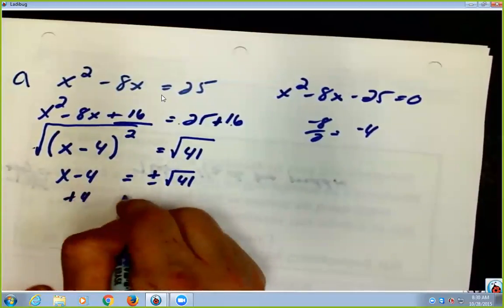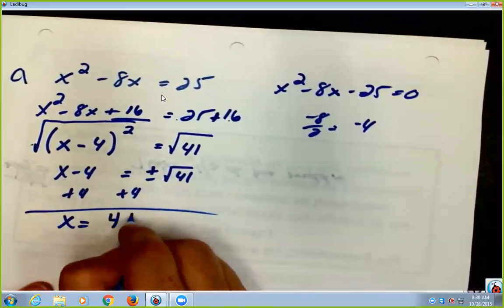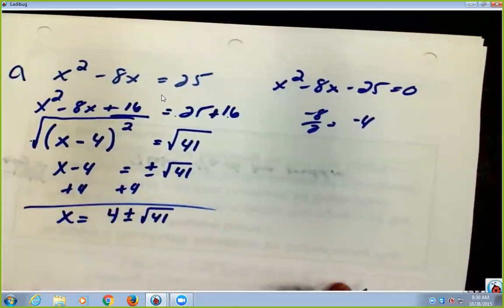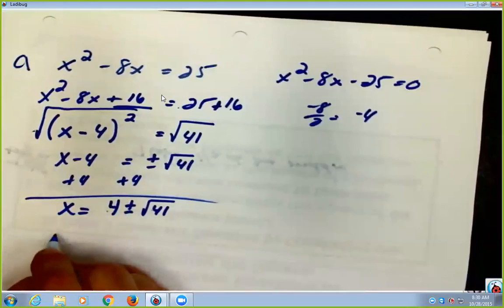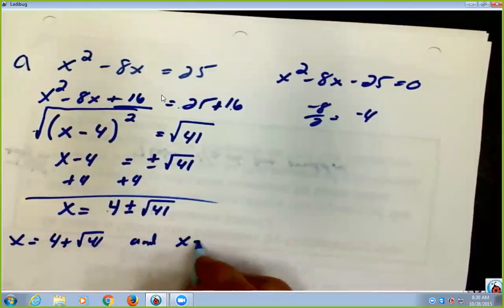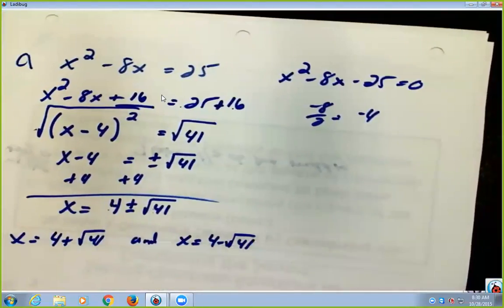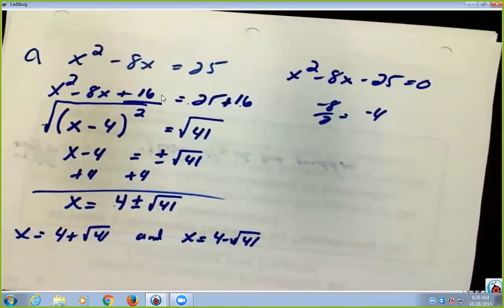So then if I add 4 to both sides, I will find out that x is equal to 4 plus or minus the square root of 41. And that is my x-intercepts. There are 2, because 4 plus the square root of 41 is equal to x, and x equals 4 minus the square root of 41. Okay, so you can see how chapter 9 is coming in here. It's being a part of what we've got going on. Okay, so far so good.